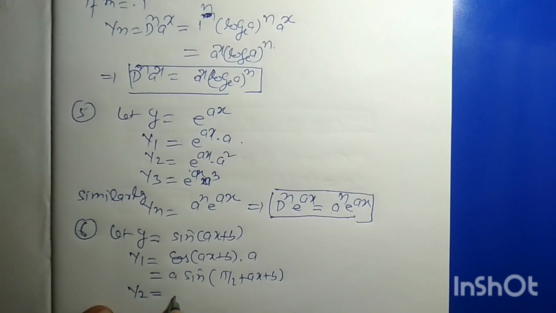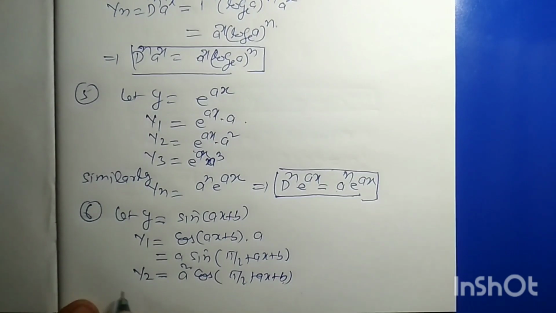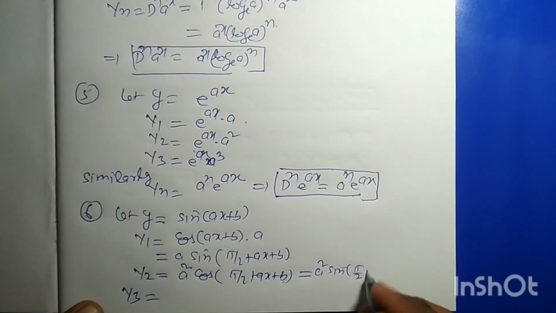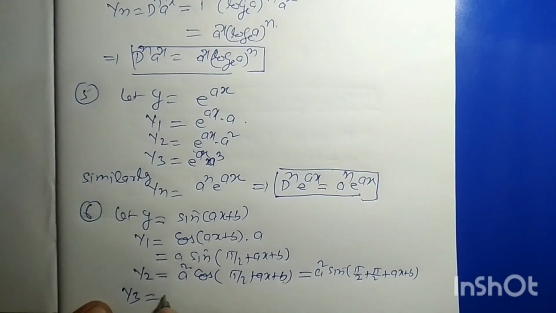y2 is equal to a square, sin means cos pi by 2 plus ax plus b, और ax plus b का a यहाँ पे a square हो गया। And now y3, I mean third derivative, y3 is equal to, इसको हम लोग पहले arrange कर लेंगे, a square sin pi by 2 plus pi by 2 plus ax plus b. Now differentiated y3 is equal to, it becomes a cube, sin means cos pi by 2 plus pi by 2, it means 2 pi upon 2, and plus ax plus b.